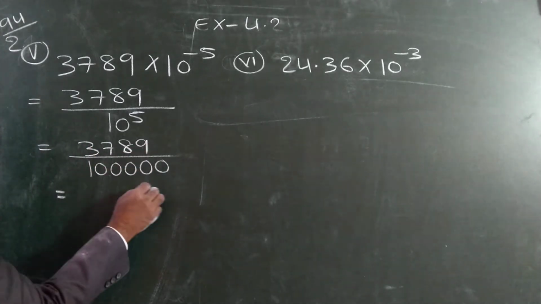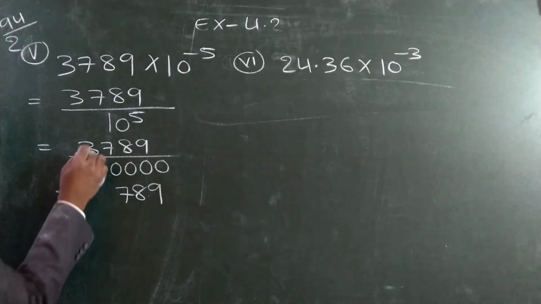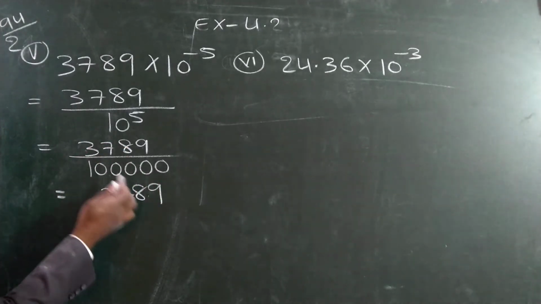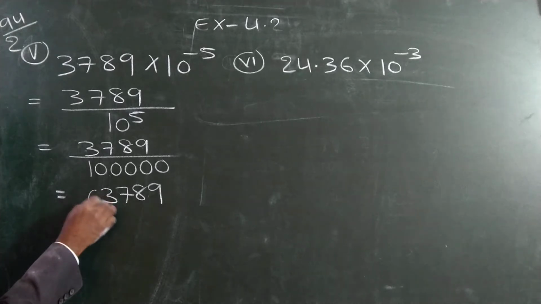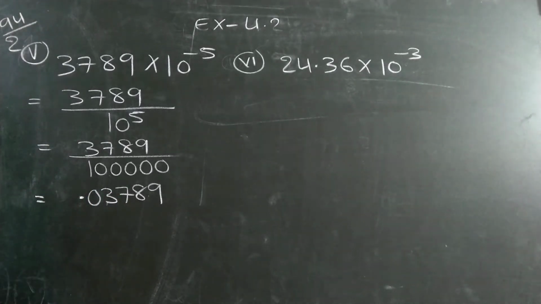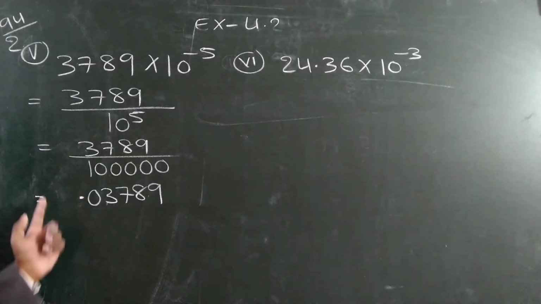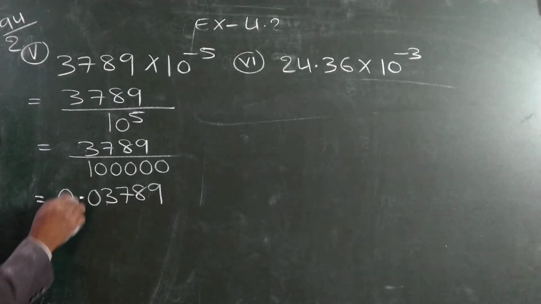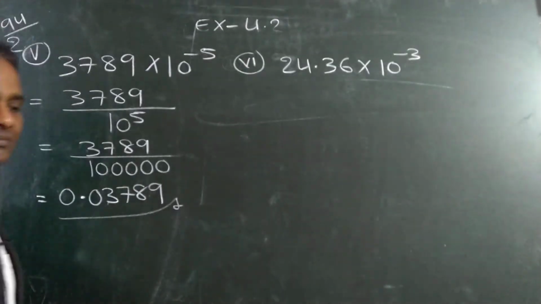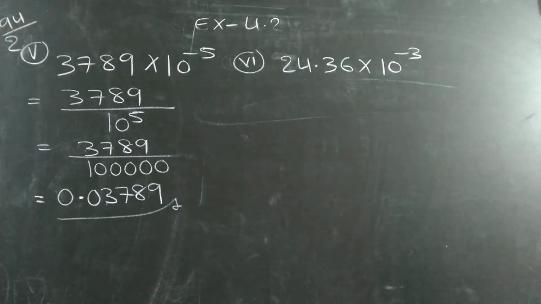So 1, 2, 3, 4, 5 zeros, so 1, 2, 3, 4, 5 digits. Now the decimal. 1, 2, 3, 4, put 0, 5 digits. So before that, the decimal. So this is the answer. Do the next one.